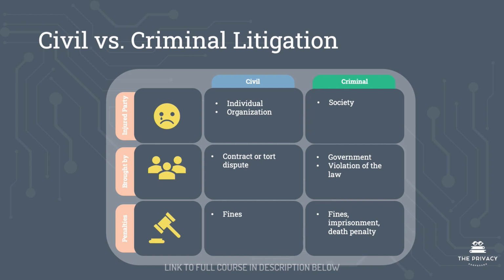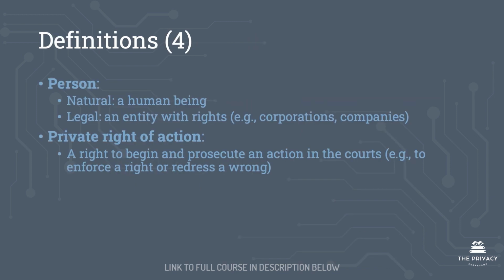Potential civil penalties are often fines, and in the criminal context, penalties can be fines, imprisonment, and even, in some states, the death penalty. In the United States, both a natural person or a human being is considered a person, as is an organization such as a corporation or a company. So a natural person is going to be a human being, whereas a legal person is an entity or organization with rights. And finally, the private right of action is a right to begin and prosecute an action in the courts. For example, to enforce a right or redress a wrong.